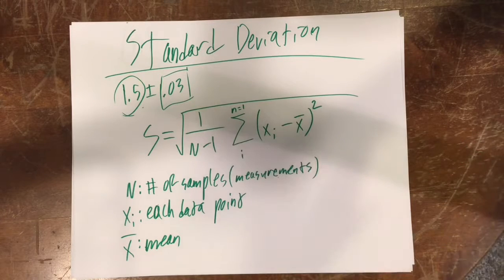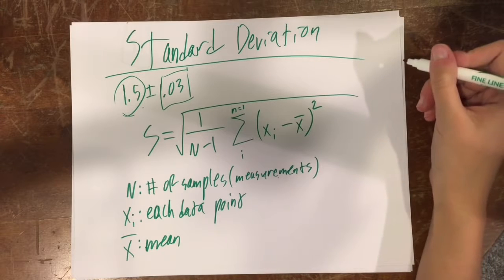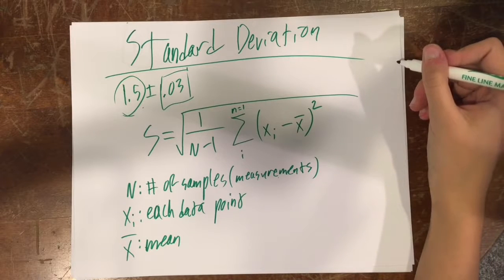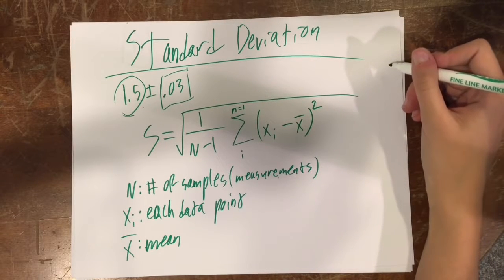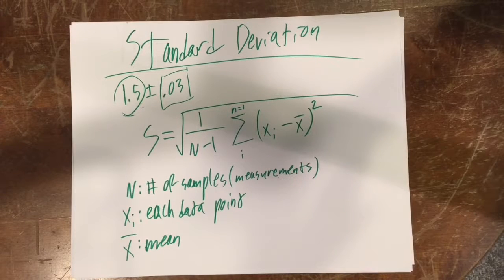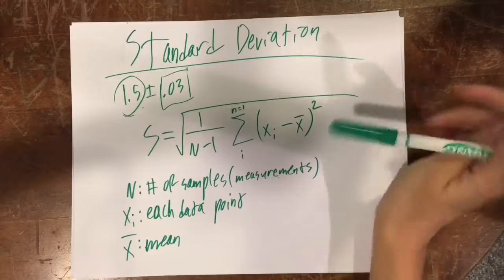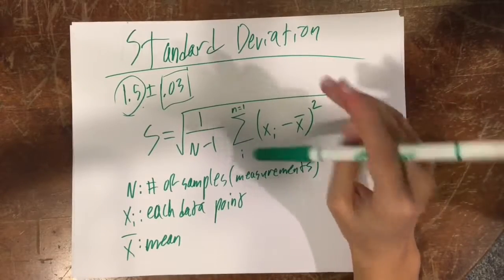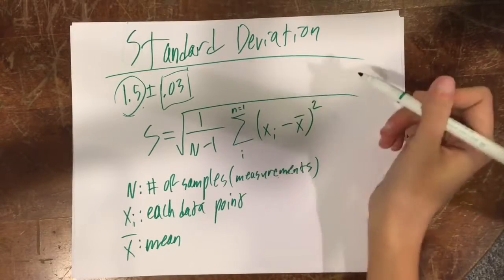Okay, so I'm going to be talking about standard deviation, which is a way to get error when there is no accepted value for the number you're trying to do error on. And then I'm going to show an example. So standard deviation, as I already said, is a way to get error.